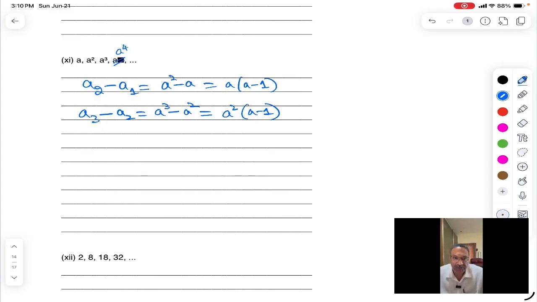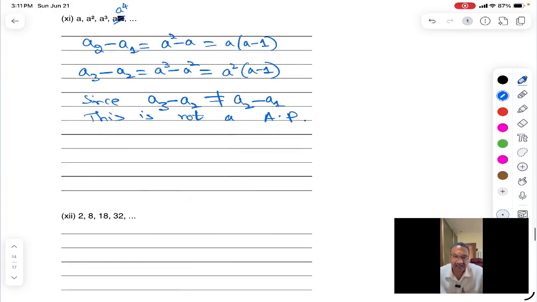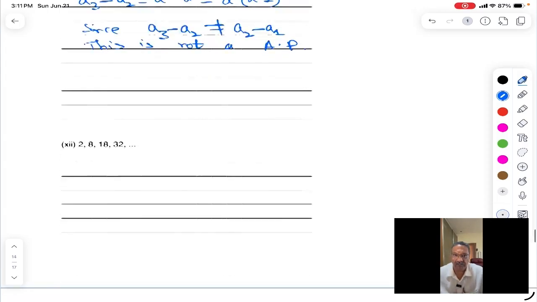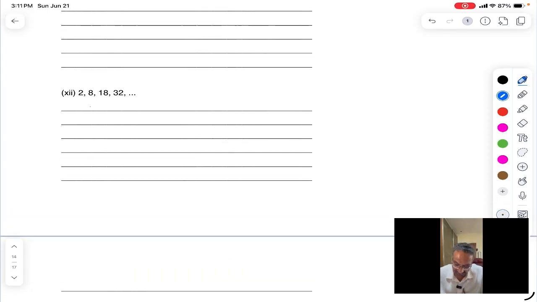So it is very obvious. Only in case A is 1, then it becomes an arithmetic progression. Let's not get into that. As per this, since A3 minus A2 is not equal to A2 minus A1, this is not an arithmetic progression. Here what is happening is, every term is being multiplied by A. So such a progression is called a geometric progression. This is not an arithmetic progression.